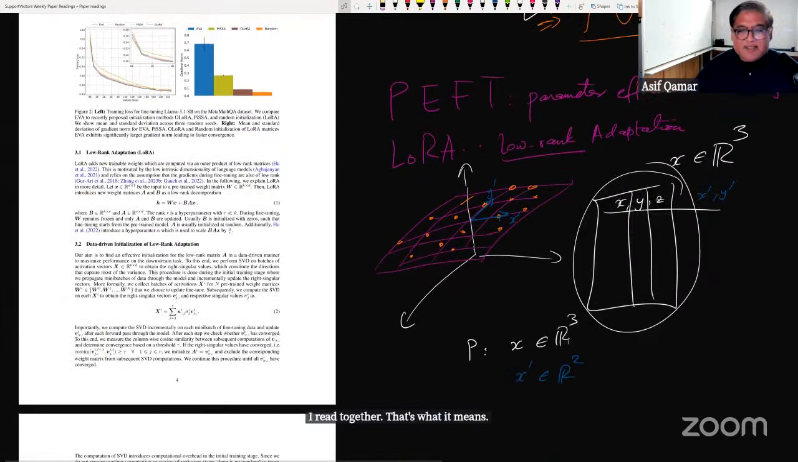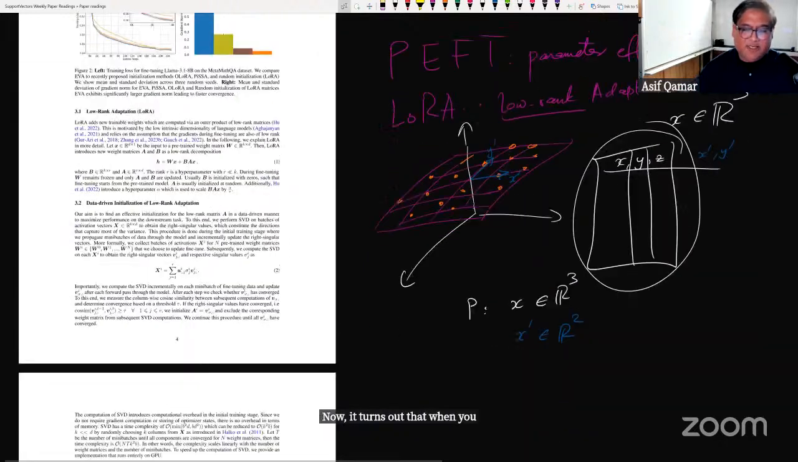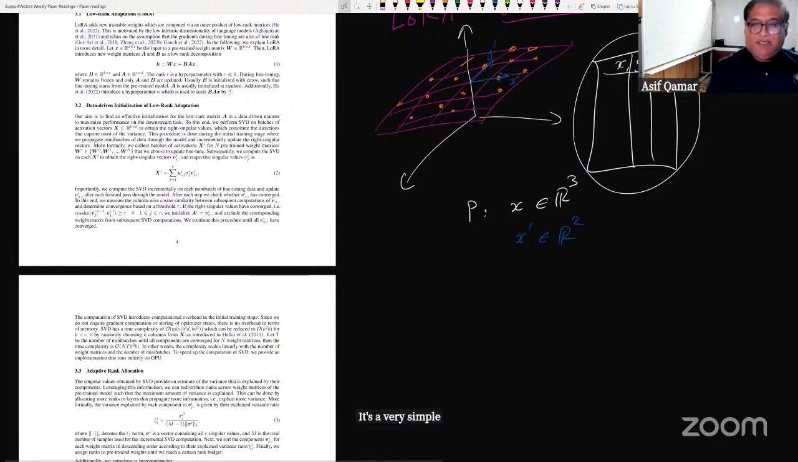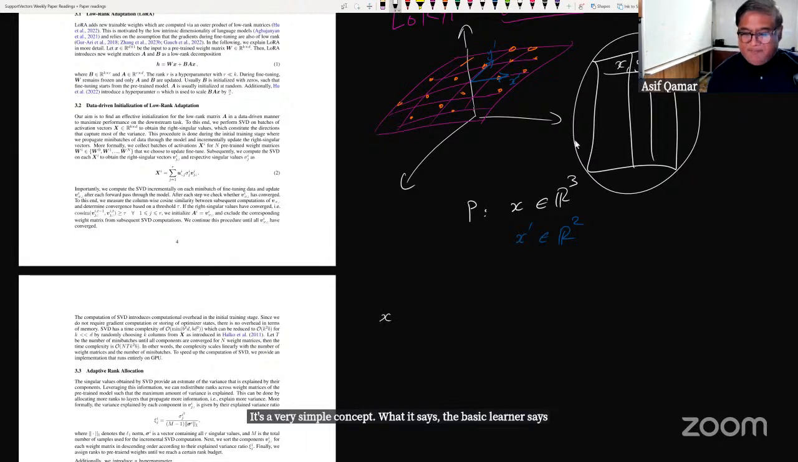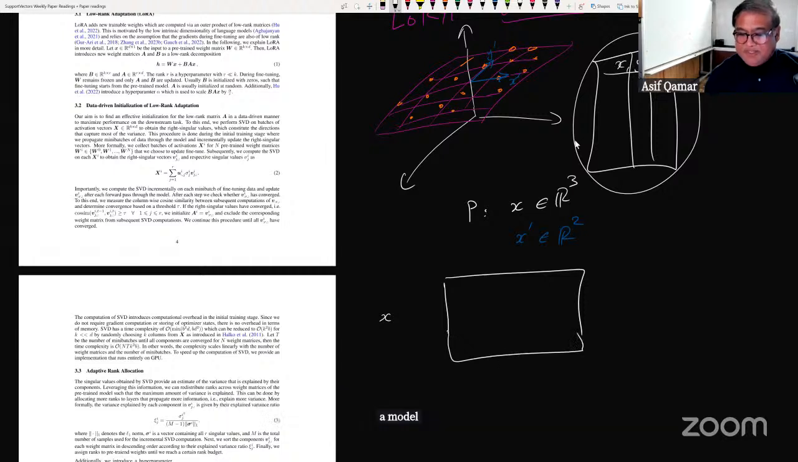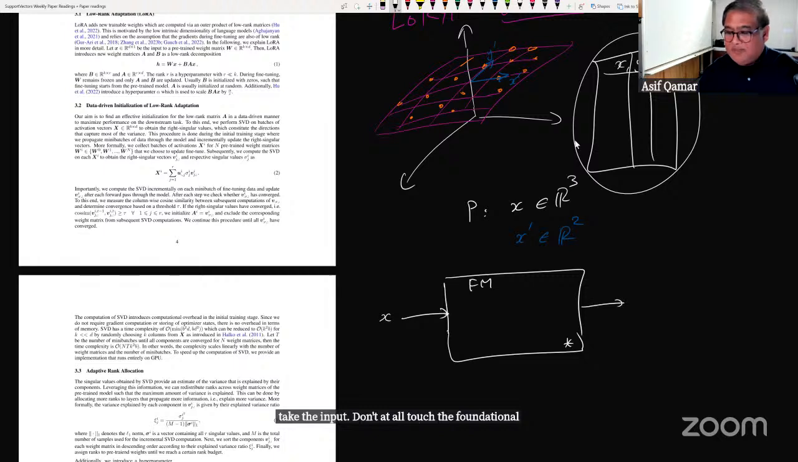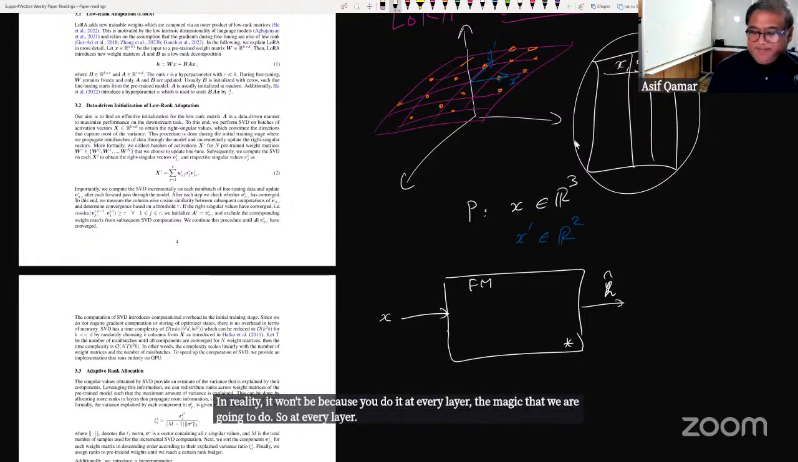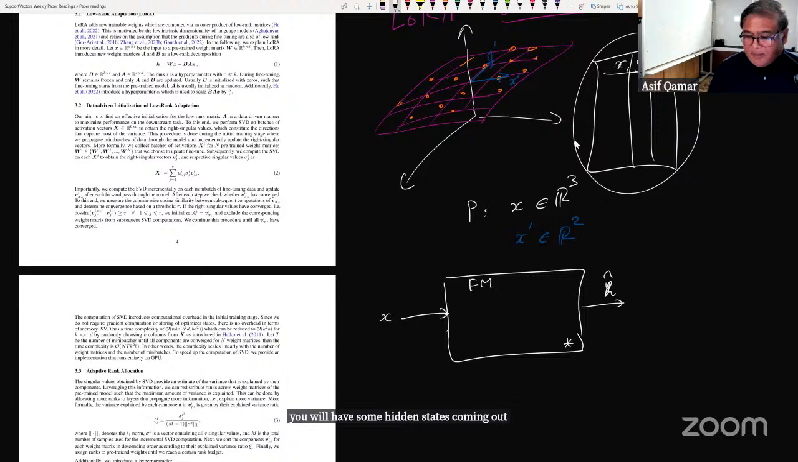Now, it turns out that LoRA is a very simple concept. What the basic LoRA says is this. You have a big model, a foundational model. Keep it frozen. When I make this asterisk, it stands for snowflake, frozen, right? Take the input. Don't touch the foundational model at all. Let the output come out, y hat, or actually let the hidden states come out. In reality, you do it at every layer, so at every layer you will have some hidden states or logits coming out.